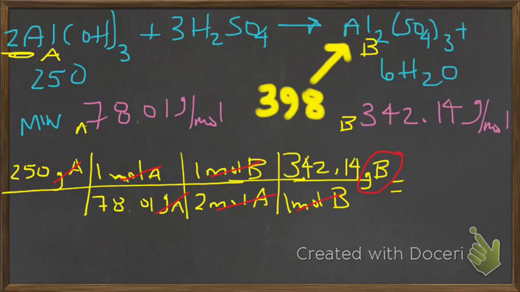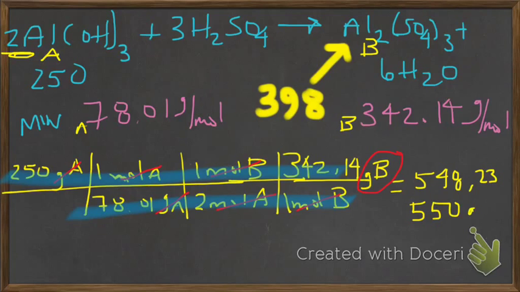So if you multiply by everything on the top, and divide by everything down here, you get the answer of 548.23 grams. If we're going to go to significant figures, we only need two significant figures. So that's 550 grams of the product B, aluminum sulfate. Okay, so that's our theoretical yield.